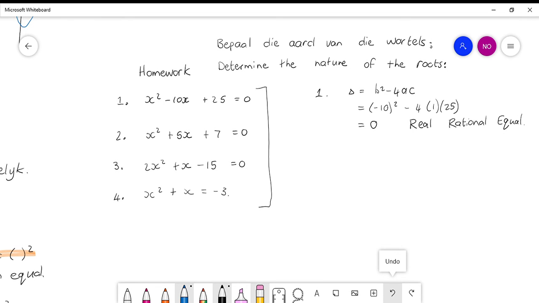And then, ma'am, how many marks? 3 or 4 marks. Can you please mark where you get the mark? A mark for substitution, a mark for answer, and 2 marks for your conclusion. You must have all 3 of them. Jy sê of dis reël, irrasionaal of rasionaal, gelyk of ongelyk. Okay. It's not difficult.